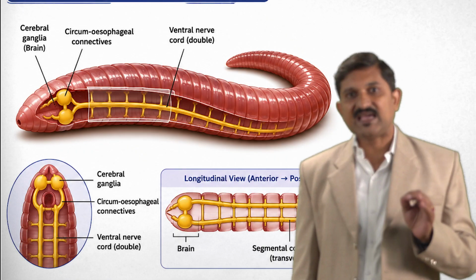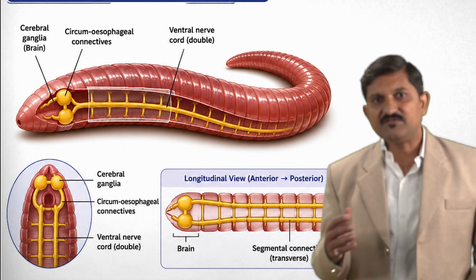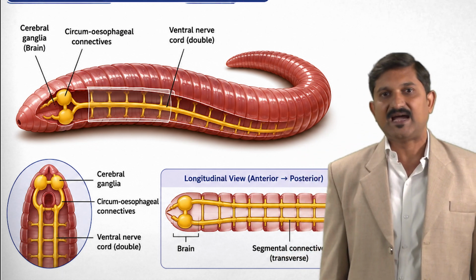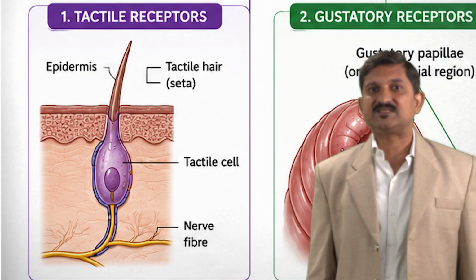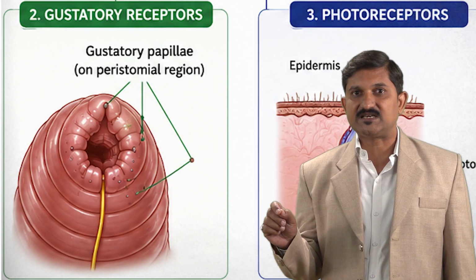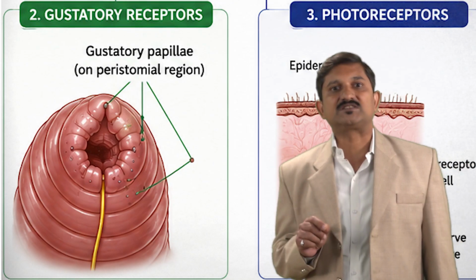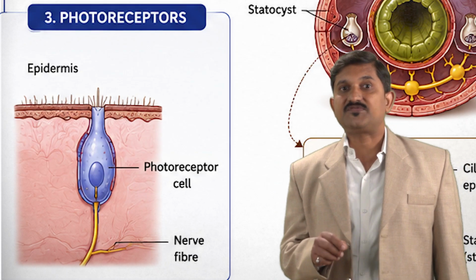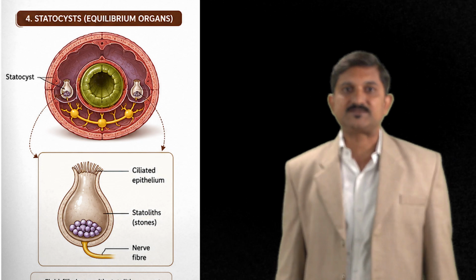Dear viewers, a ganglion is an aggregation of nerve cells. A nervous system is normally associated with certain receptors as well. Annelids are known to have tactile receptors, that means receptors which are sensitive to touch. Gustatoreceptors, that means receptors of taste. Photoreceptors, that means receptors of light. Some forms of statocysts are also present, which are balancing organs.